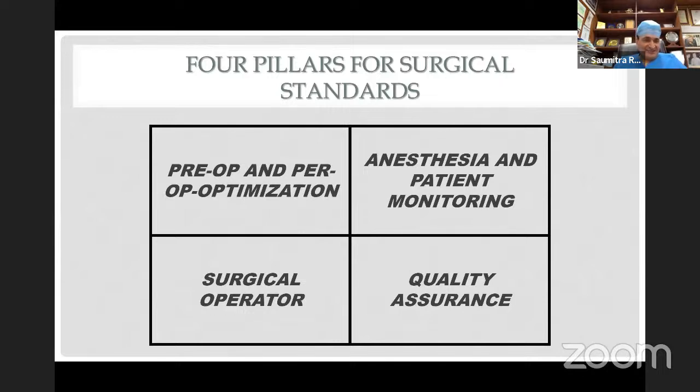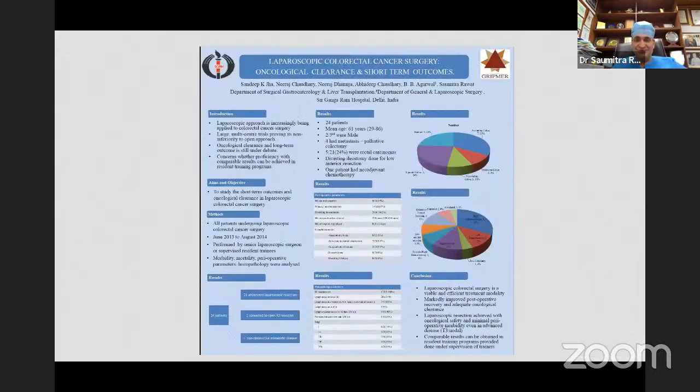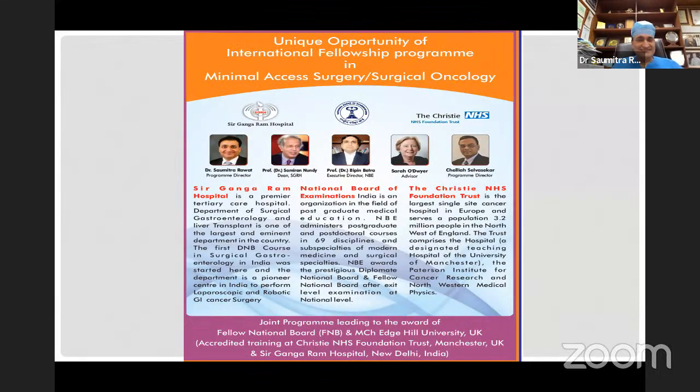I think the most important thing is, as Vaibhav has already mentioned, that we need to optimize the patient preoperatively, and the surgical operator needs to see exactly what is needed out of the patient. And quality assurance is very important, that you need to do the audit. This is our audit which we presented at SAGES. These are the surgeries which were done by my juniors, who were clinical assistants or final year PGs, just to make sure that their results are similar to mine or better than mine.